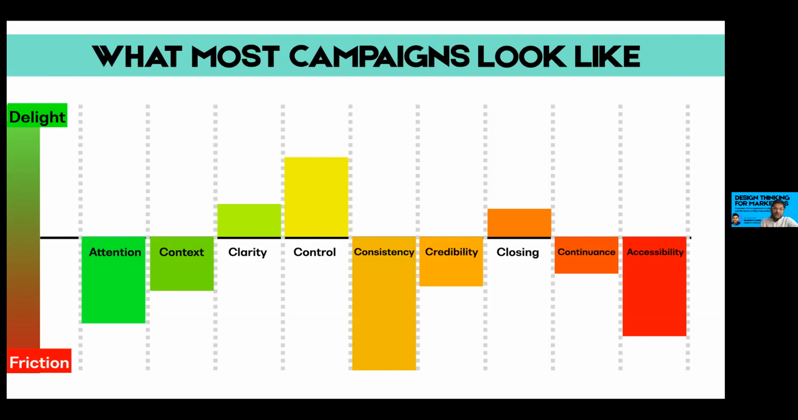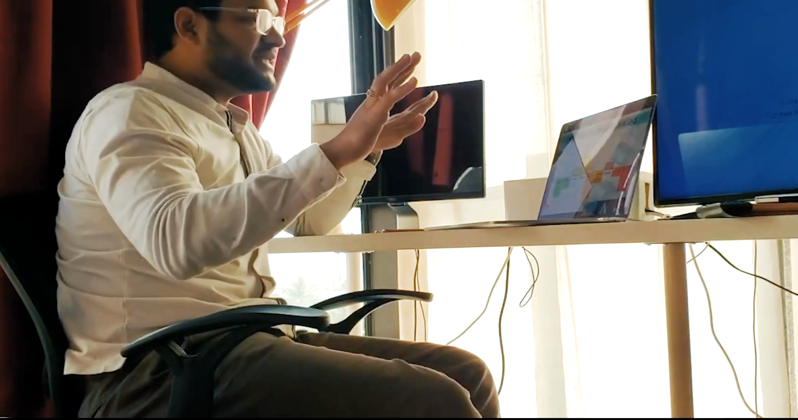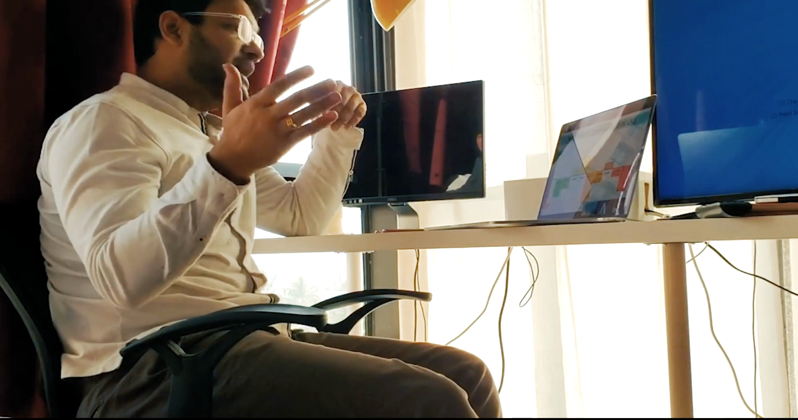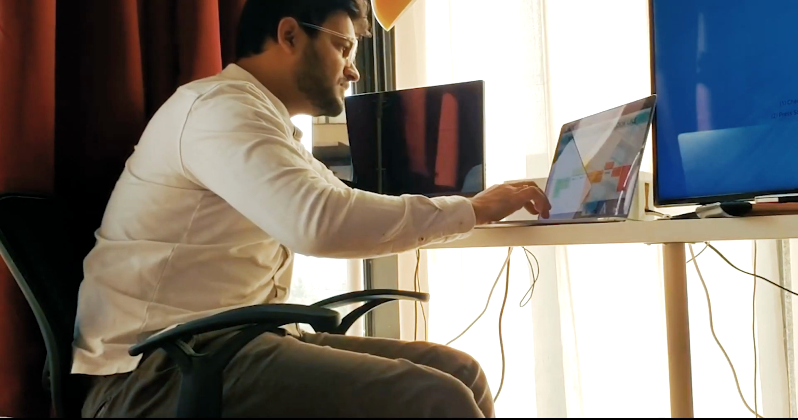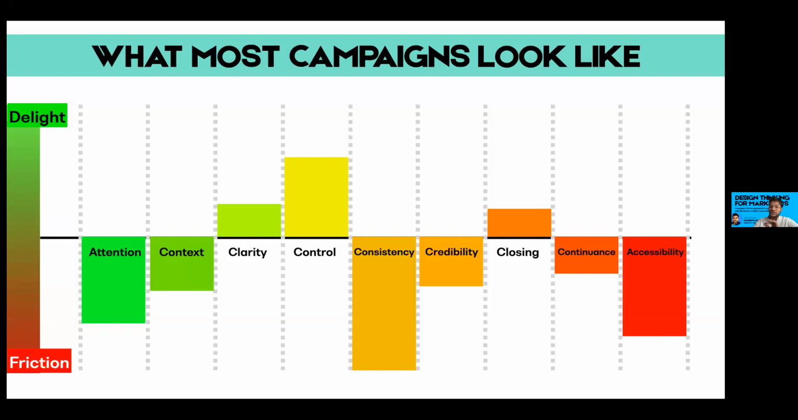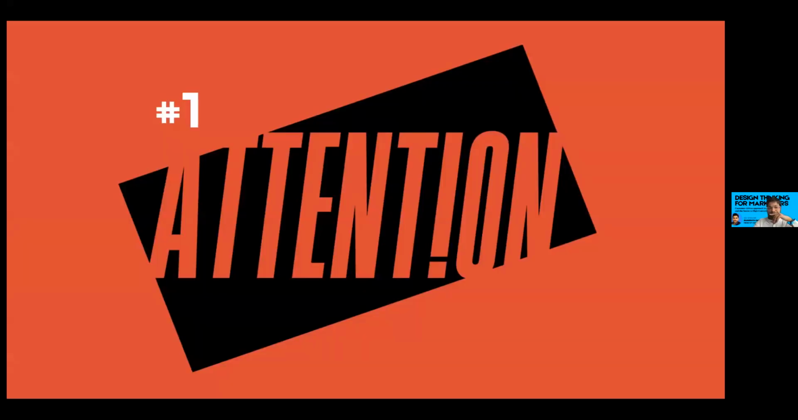They might be good at, let's say, closing. Their CTA might not be too bad, but they might be doing something really worse in terms of consistency. They might be attracting the user's attention in a completely wrong way. And such things actually in the long run break your campaign. These are the major leaks of your marketing campaign. So experience maps like this really help you plot the overall experience of your marketing campaign and rate it as good or bad.